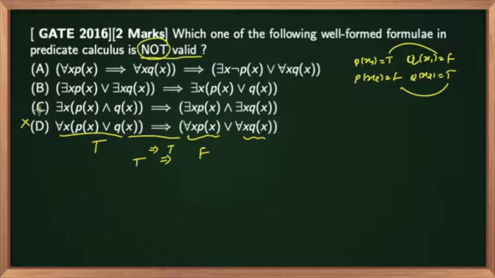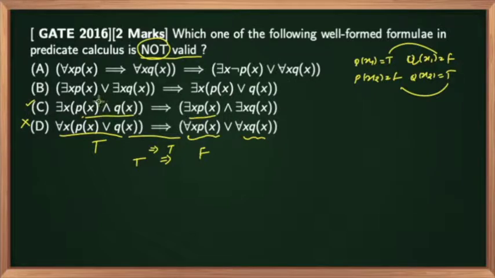Now if you want, you can see choice C says there exists an x, p of x and q of x. That means there exists some x for which p of x and q of x are true. If that is true, then there exists a p of x that it should be true, right?